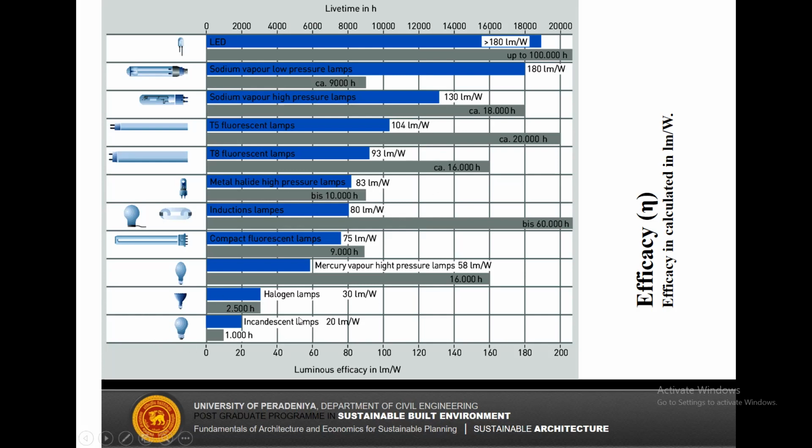The incandescent lamps have a very, very low efficacy. It's only 20 lumens per watt. The halogen lamps have a little better performance, 30 lumens per watt. And high pressure mercury vapor lamps have about 58 lumens per watt.